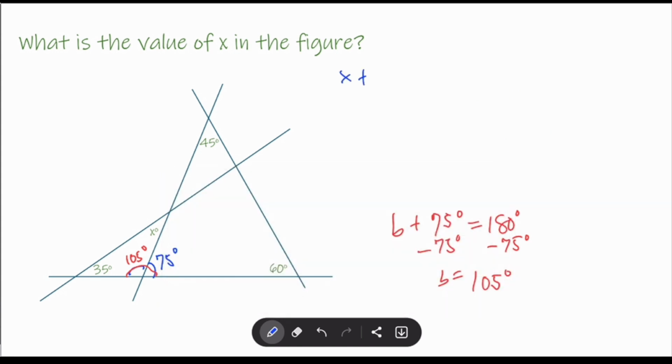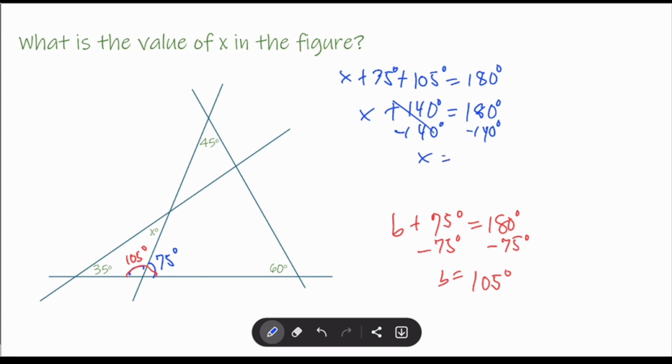So x plus 35 plus 105 is equal to 180. If you combine 35 and 105, that's equal to 140. Then remove 140 and transfer it to the other side. So this is 0, and 180 minus 140 is 40 degrees. That means x is equal to 40. We'll remove the degree sign since the x already has the degree symbol. So x is equal to 40.